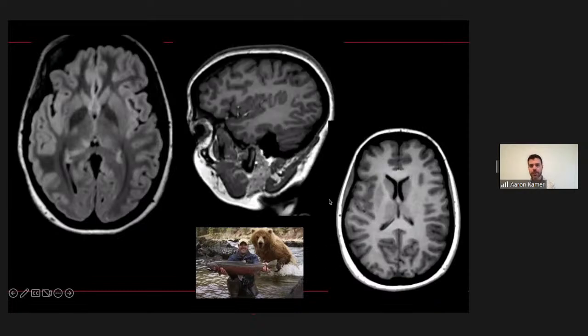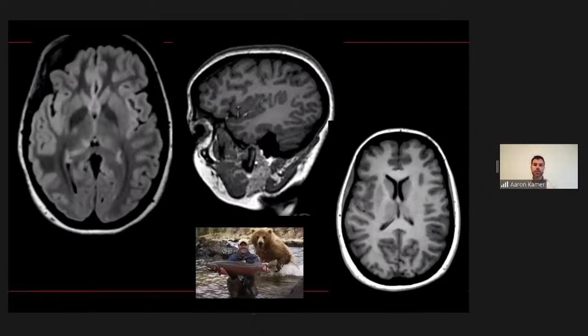And actually, you can see this kind of strange folding of the cortex, almost like a polymicrogyria at the back of the sylvian fissure here that we just really weren't noticing, and that ended up being the cause of the patient's seizures. So again, these abnormalities can be very, very subtle.